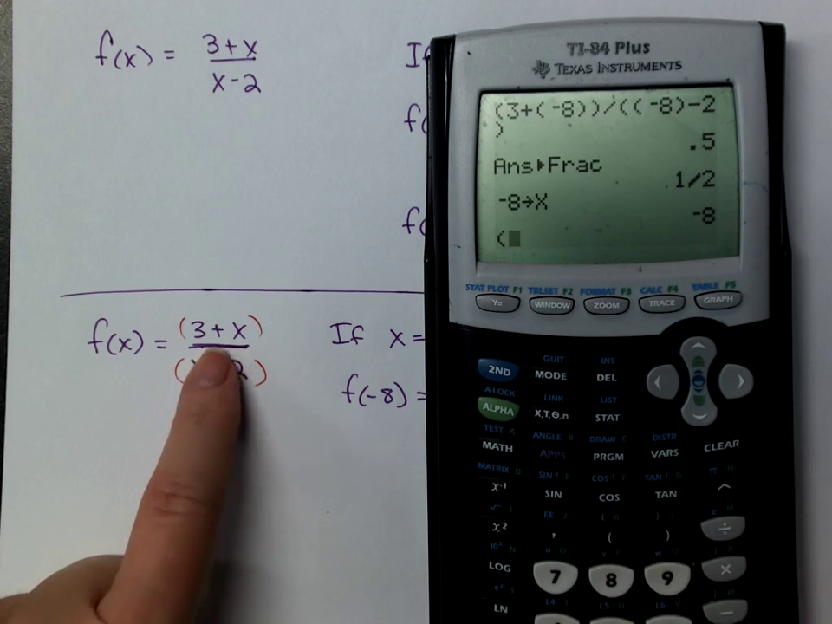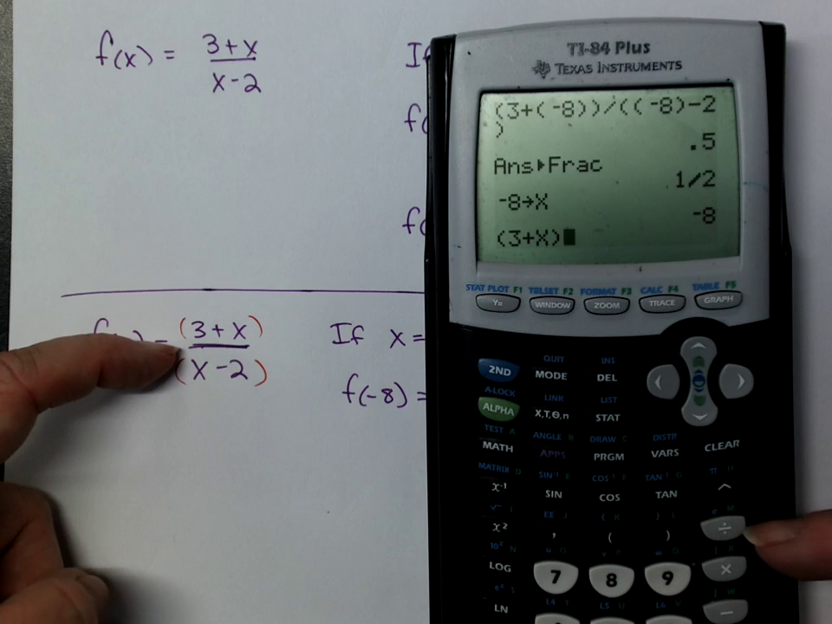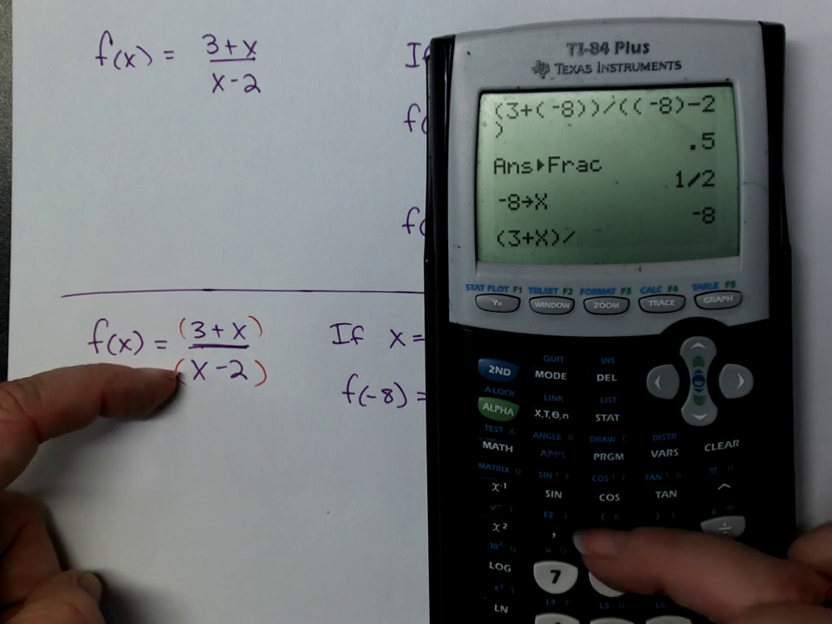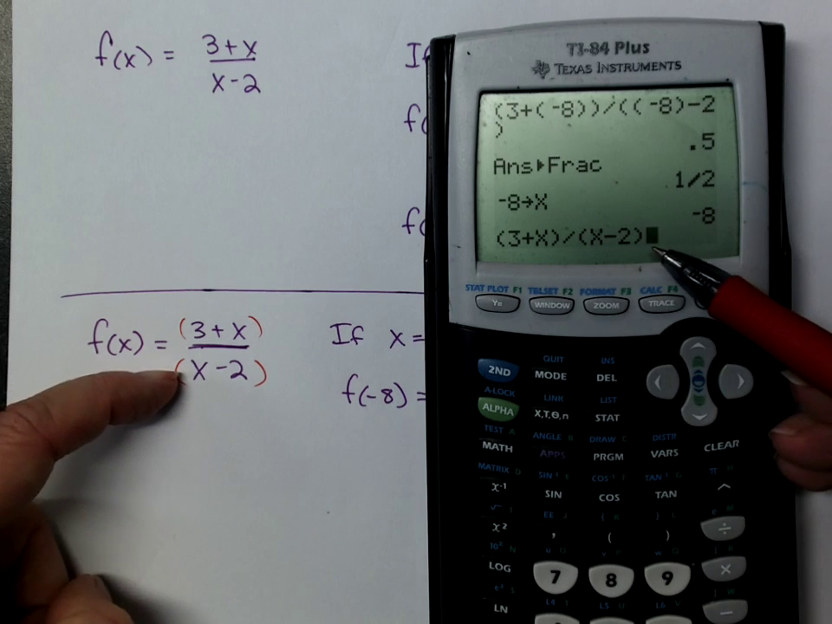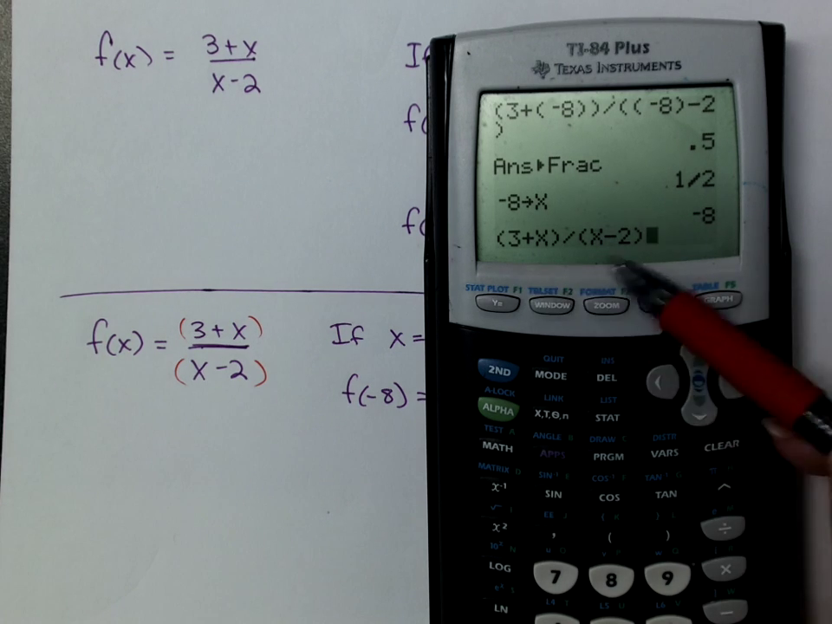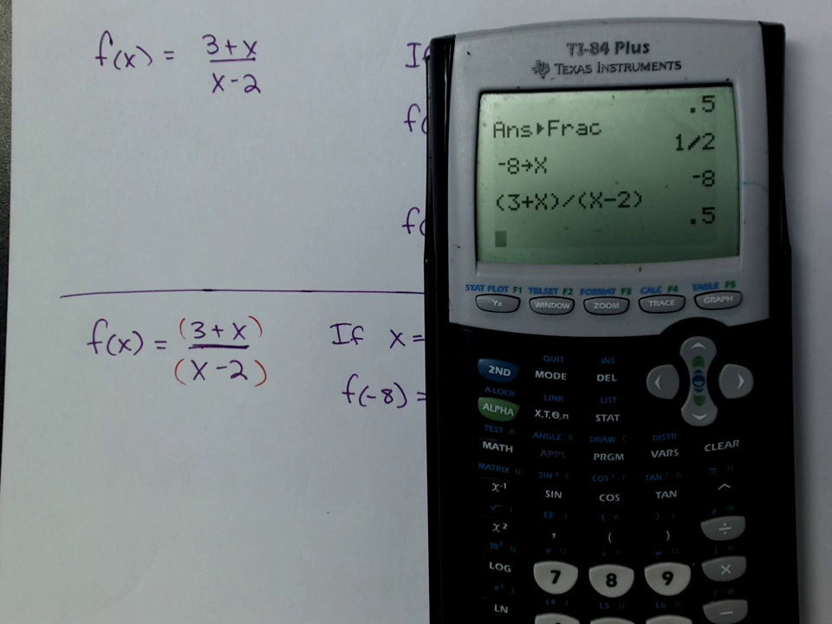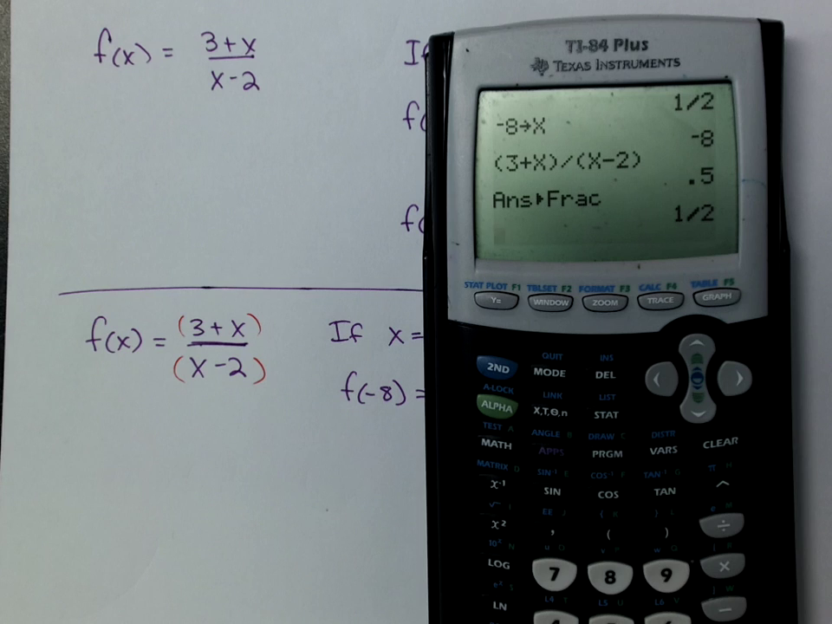So it'd be parenthesis 3 plus x, close parentheses, there's my numerator, rational bar, denominator parenthesis, so parenthesis x minus 2, close the denominator parenthesis. Much cleaner to enter it, but you still need numerator parenthesis, denominator parenthesis. And the calculator will then substitute -8 in for x, giving you 0.5, math, enter, gives you the lowest term fraction.